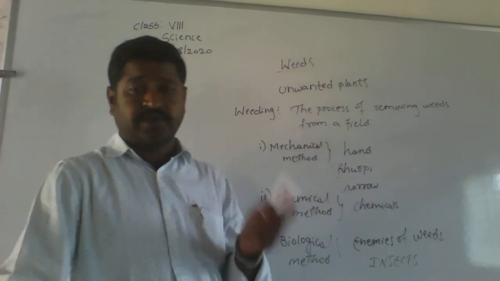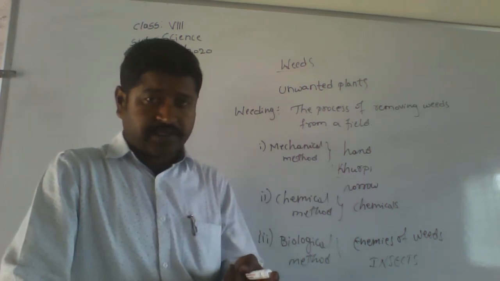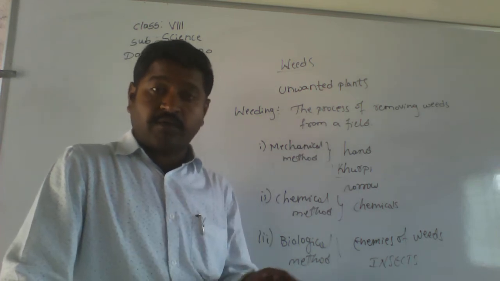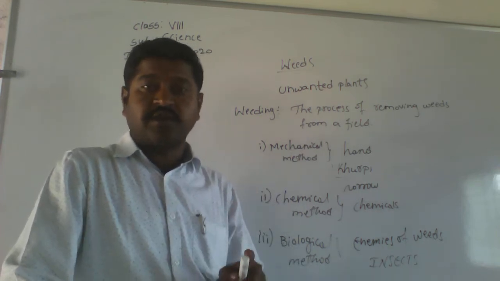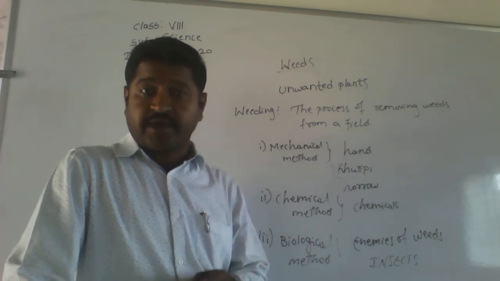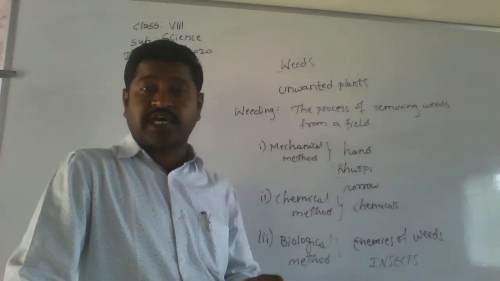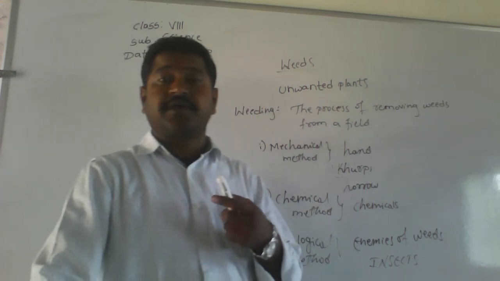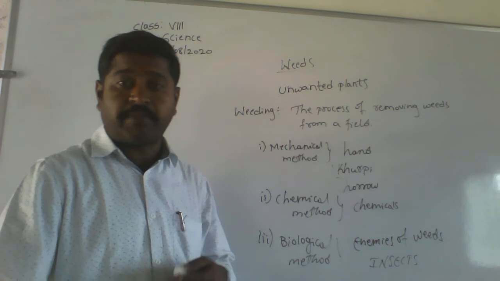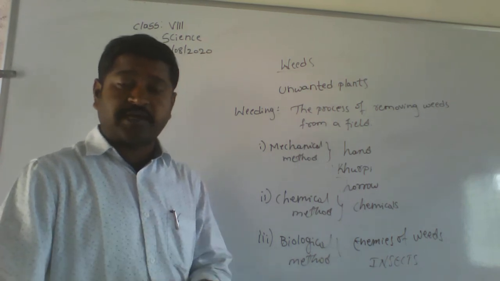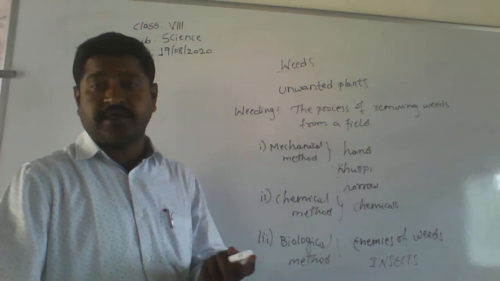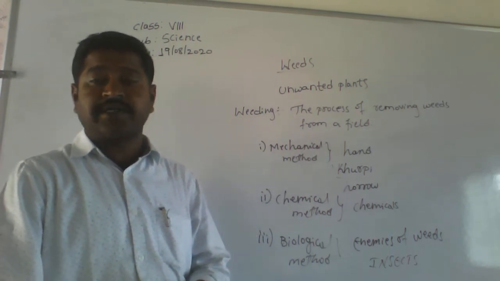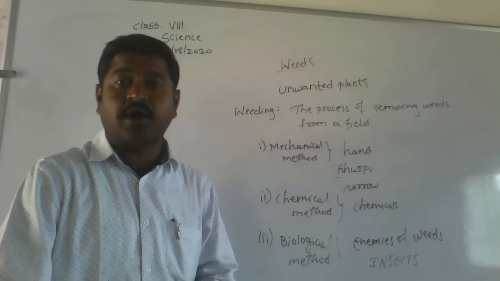So actually what are weeds? A weed is an unwanted plant that is growing in the field. The process of removing weeds from the field is known as weeding. This removal of weeds can be done by three methods. One is the mechanical method, the second is the chemical method, the third is the biological method. In the mechanical method, the weed is removed by our hands or by implements like khurpi or harrow.